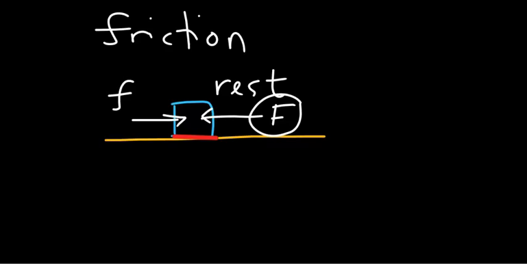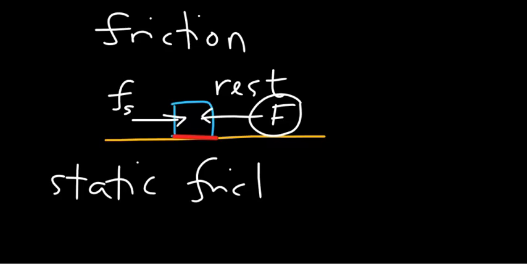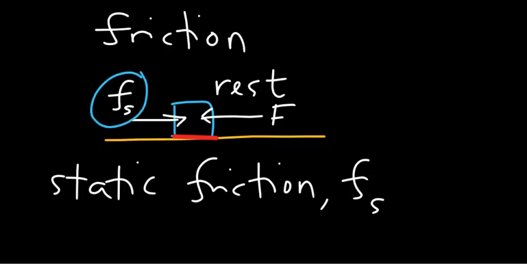So this type of friction, the friction that acts on a body at rest, that resists potential motion, is known as the static friction. And this is how we write it, F with a subscript S. The value of this static friction depends on the magnitude of that push.